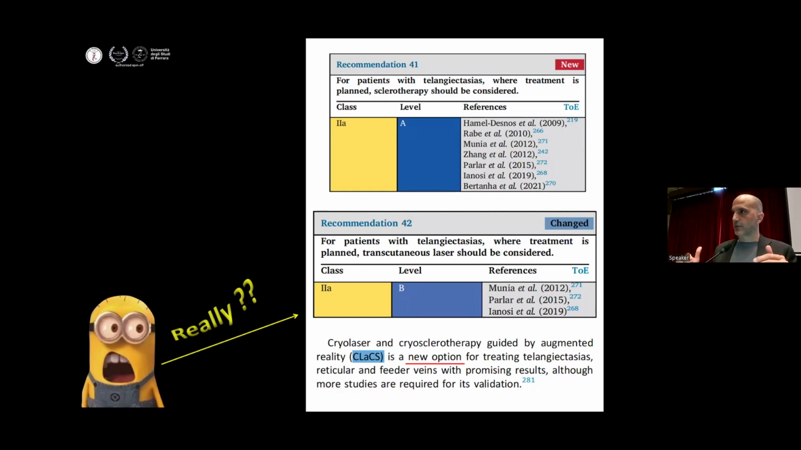With this kind of recommendation, I disagree also because I think we have a lot of literature showing that good sclerotherapy in good hands remains the main action we do for our patients. And I disagree with the fact that CLaCS is a new option, as it was written in the guidelines, because I showed you a 2003 publication, so it's 21 years ago.